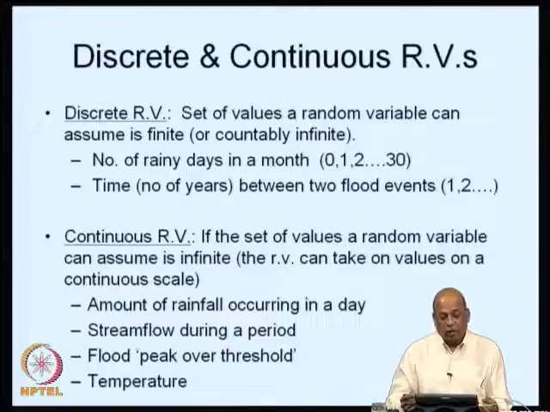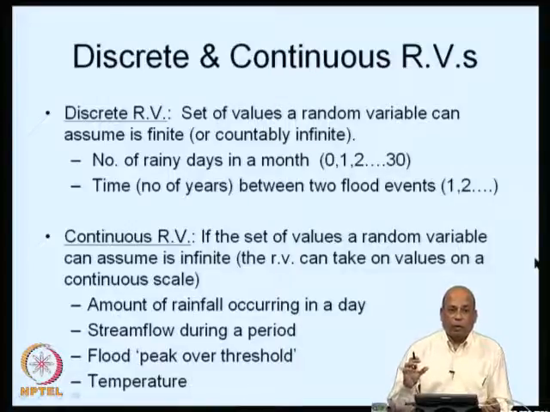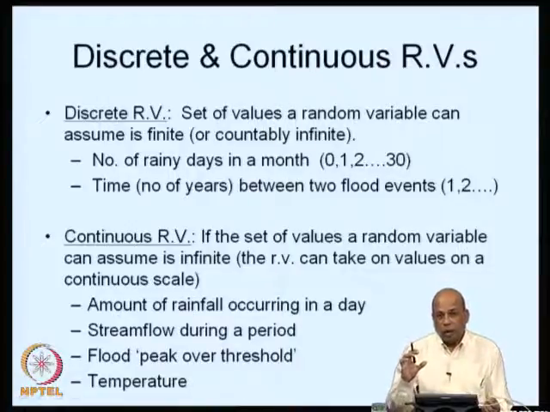On the other hand, continuous random variables can take on values on a continuous scale, that is, the number of values that they can assume is infinite. Let us say you are talking about the amount of rainfall occurring in a day. So, we are talking about the actual quantity of rainfall.